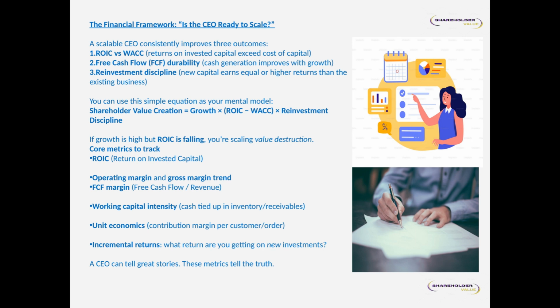You can think about this with a simple equation for creating shareholder value. It's growth multiplied by the difference between ROIC and WACC, then multiplied by reinvestment discipline. If a company is growing fast, but the return on capital is declining, that's really just growing value destruction.